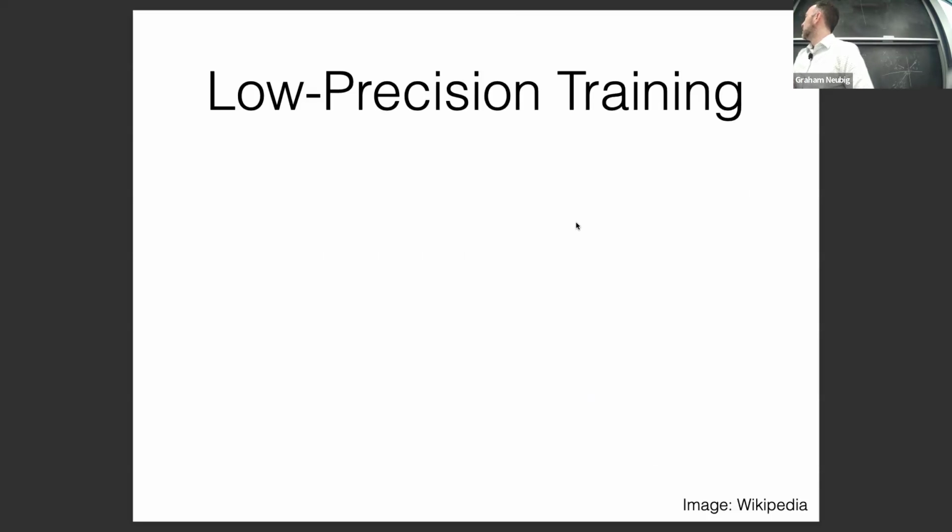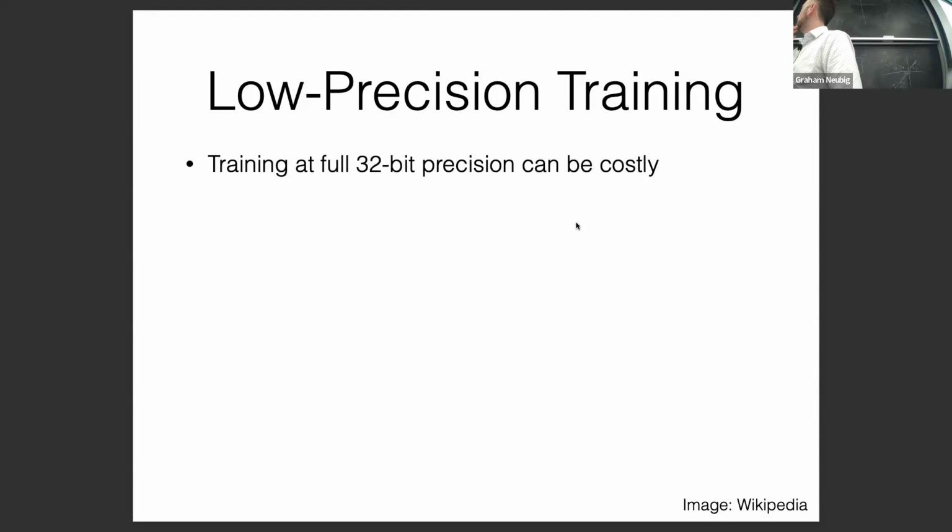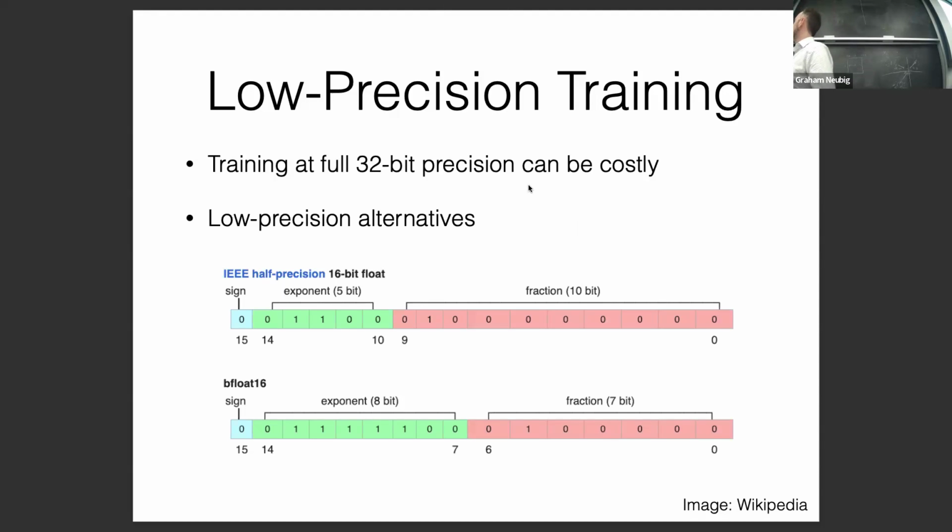Okay, cool. Another thing is low precision training. Low precision training is something that's necessary when you're training very large models or large-ish models on fewer GPUs. Training at full 32-bit precision can be costly. So it's pretty common to train at, for example, 16-bit precision, especially if you're training all of the parameters of the models. And there's kind of two alternatives for this.